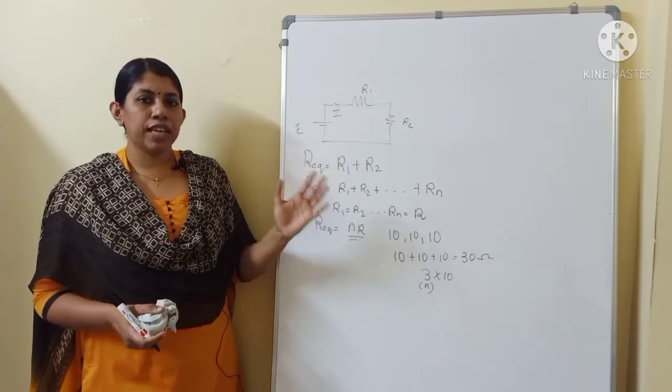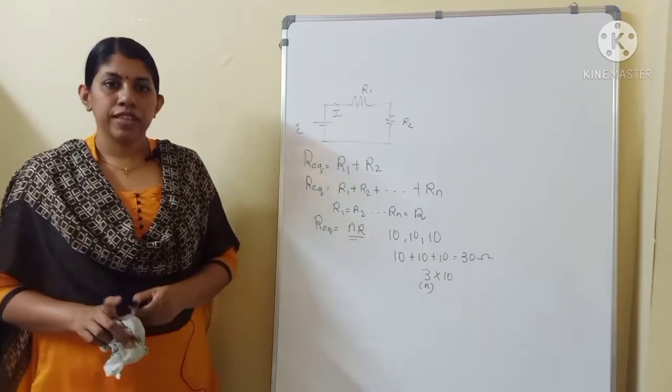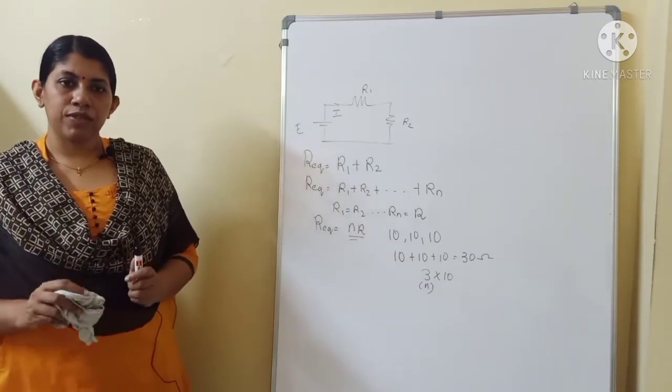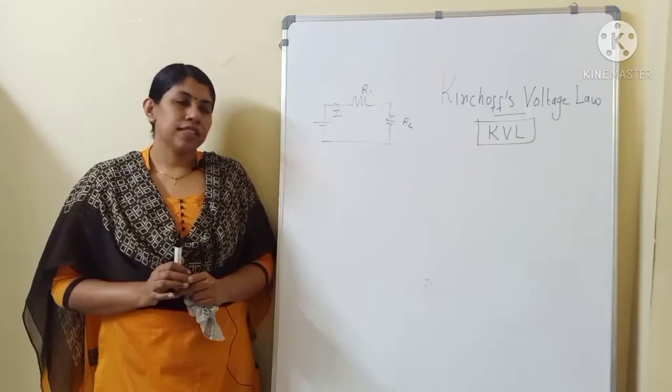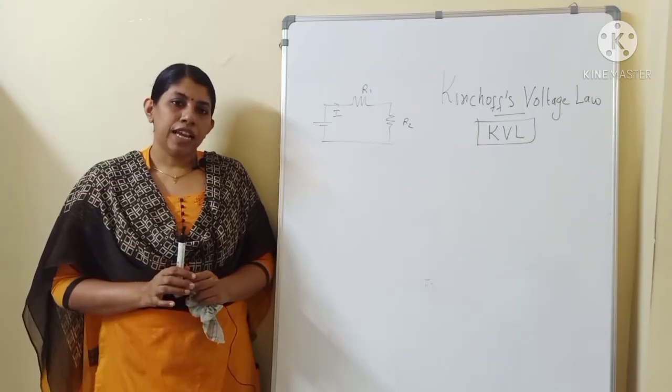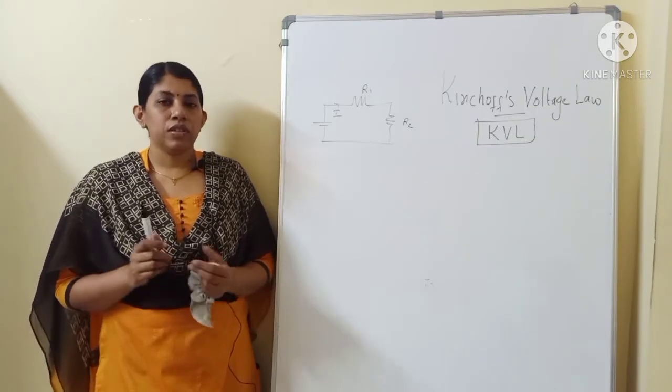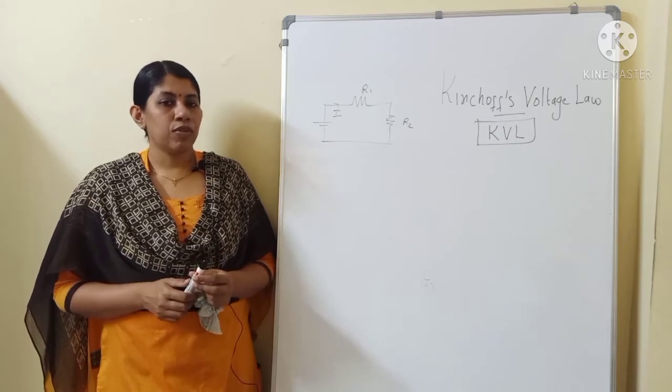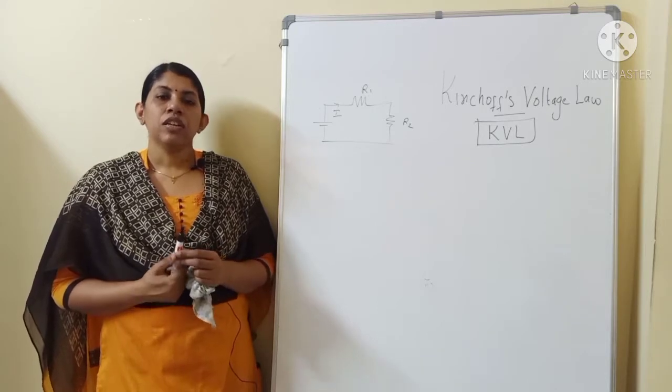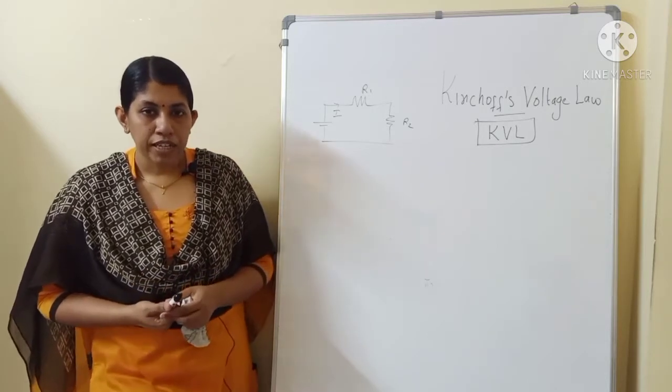They will simply write KVL. So first of all we will discuss what the law states, then we will do some problems also. KVL states that in any given closed circuit, the algebraic sum of the individual voltage drops is equal to the algebraic sum of the applied EMF.